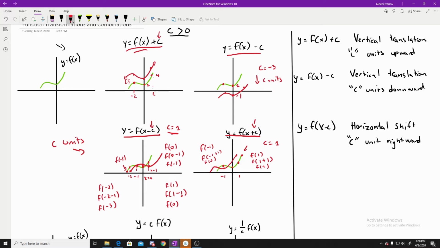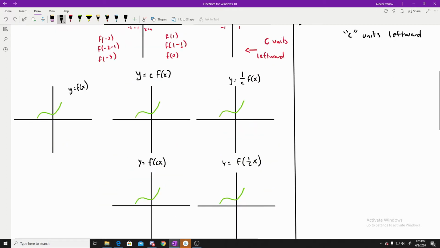Essentially, what we can conclude is that adding a constant factor to the x-coordinate of a function will move the function over c units leftward. So to conclude, y equals f of x plus c is a horizontal shift c units leftward. Moving on to the next set of transformations, we will now be transforming the graph by multiplying it by a constant factor of c.